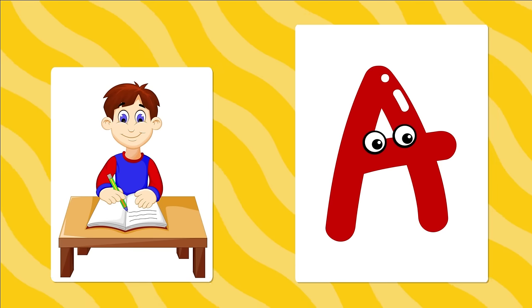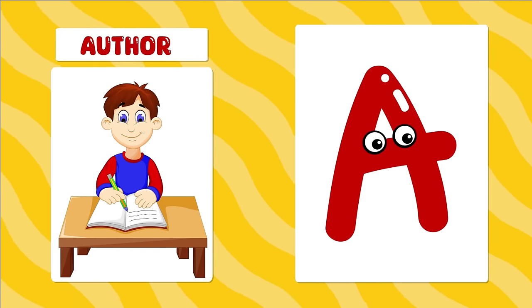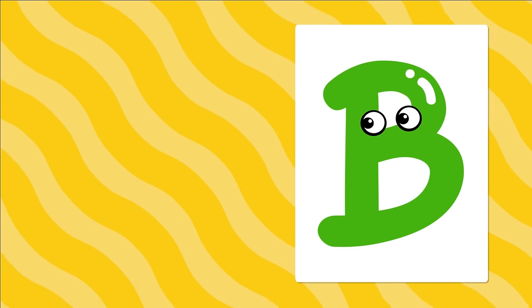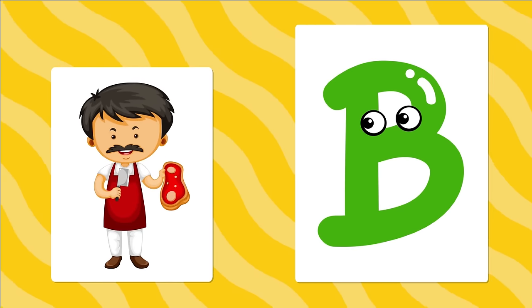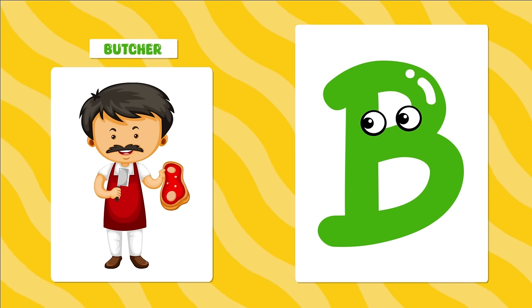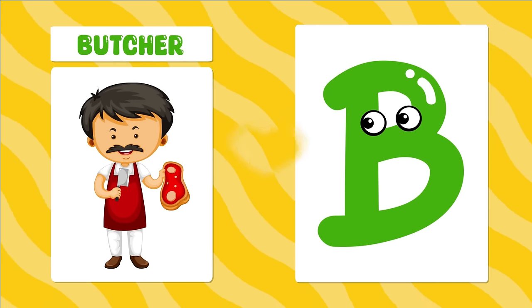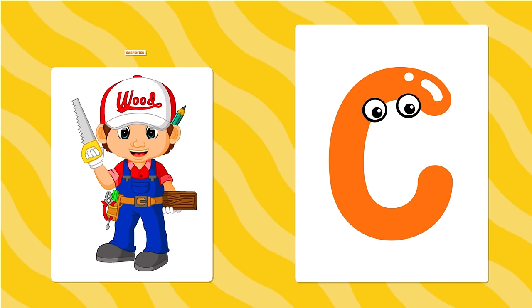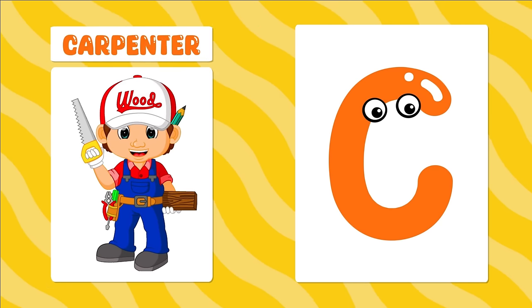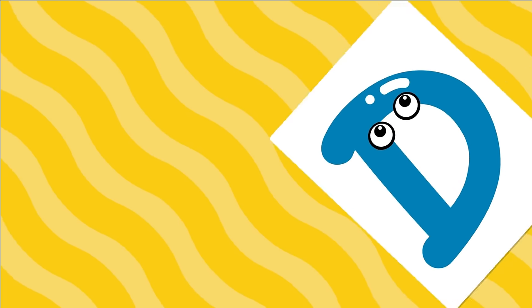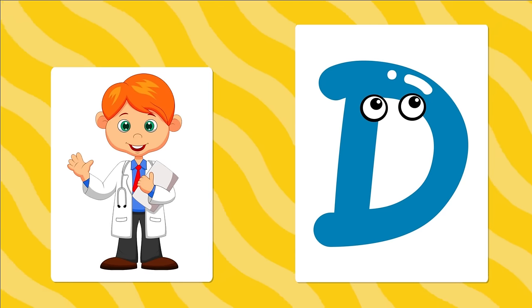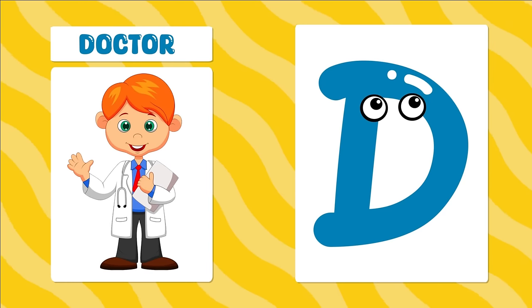Zero. A, otter. A is for otter. B, butcher. B is for butcher. C, carpenter. C is for carpenter. D, doctor. D is for doctor.